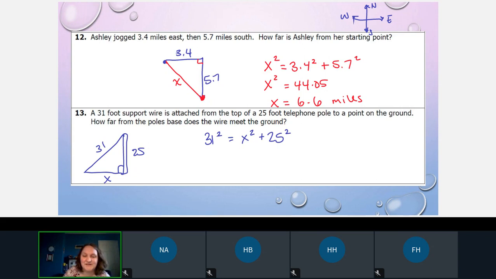I'm seeing a lot of really good answers come in the chat. I'm seeing a couple incorrect ones too. I just want you to double check how you set up your equation. The 31-foot support wire is representing your hypotenuse. The 25-foot pole is representing your vertical leg. You are looking for the horizontal leg. So double check that setup. If you didn't set it up that way, I'm guessing that's probably how we're coming up with a 39.8.